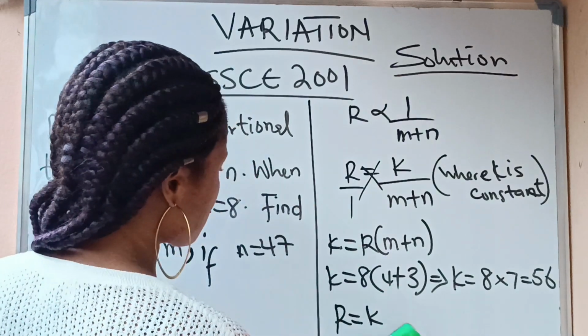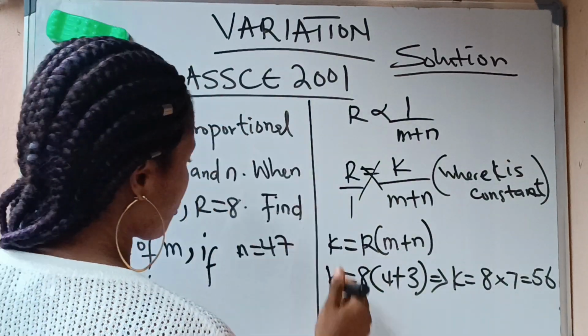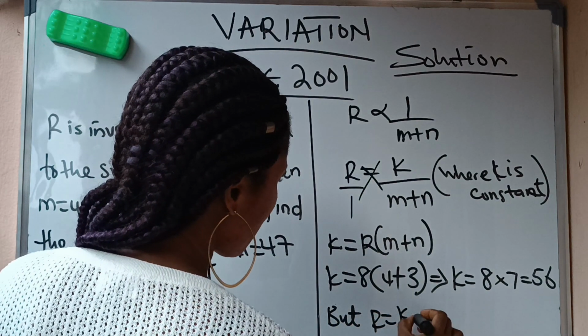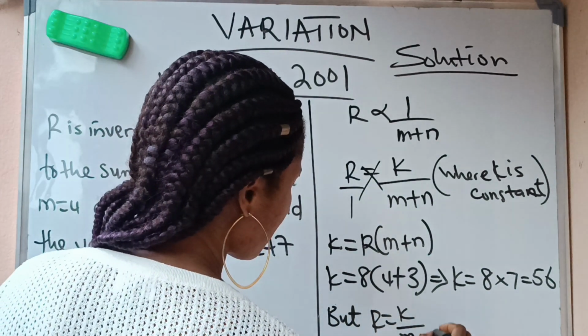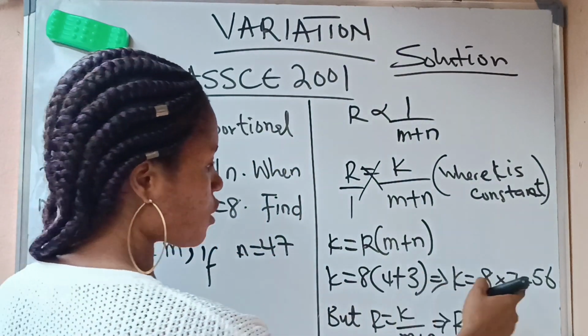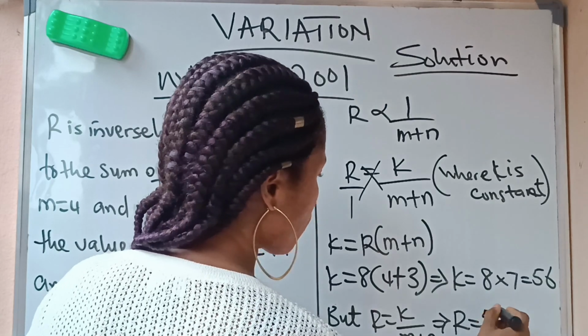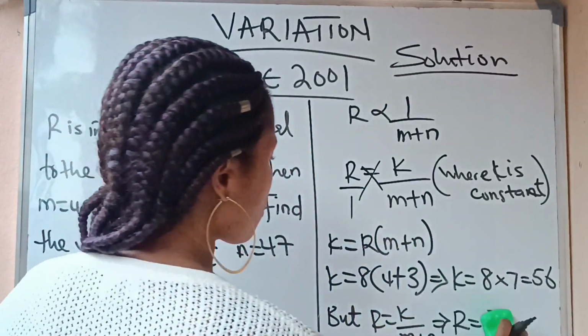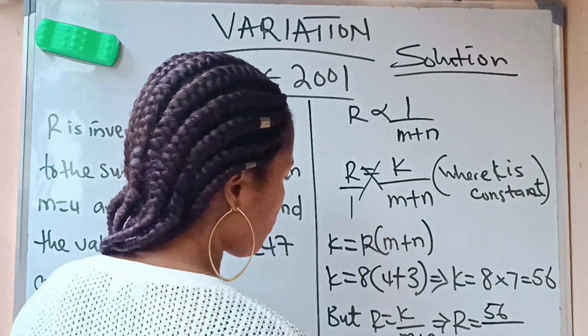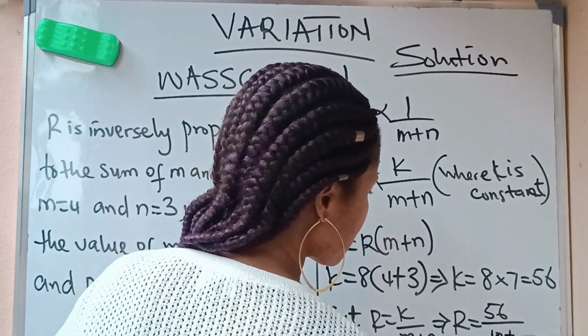You always use the second formula. But R is equal to K over M plus N. So this implies that our R is equal to, we have found the value of our K to be 56. It's going to be equal to 56 over M plus N.